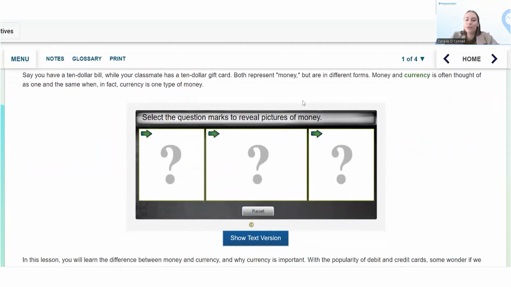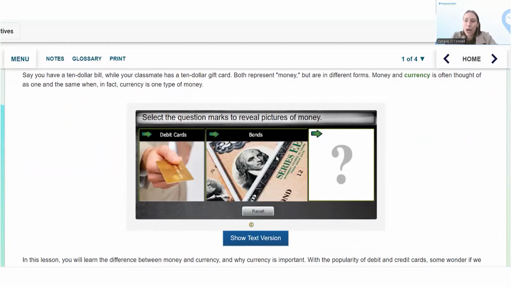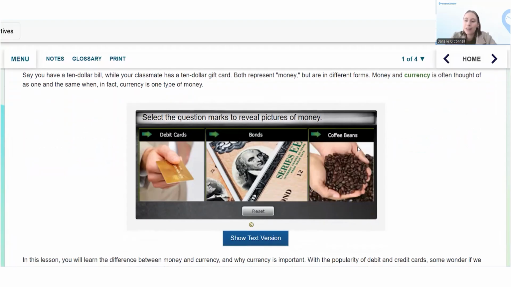So let us look at a few examples of money. First and foremost, we have debit cards, and then we have bonds, and lastly, we have coffee beans. You might think, how is coffee beans money? That makes no sense, but I will explain to you in due time how it does form part of money.